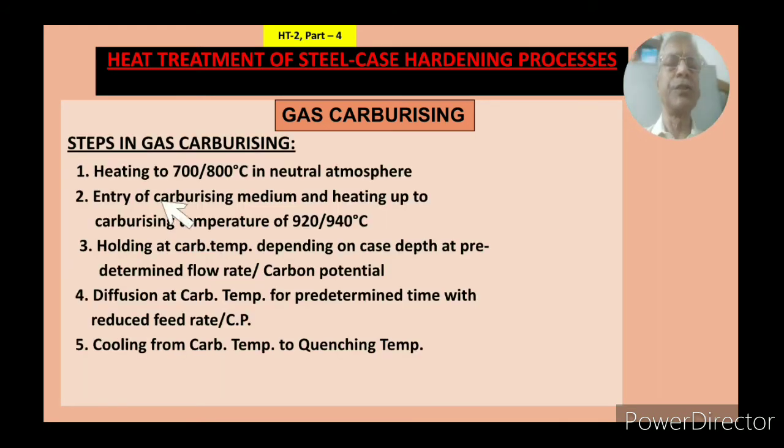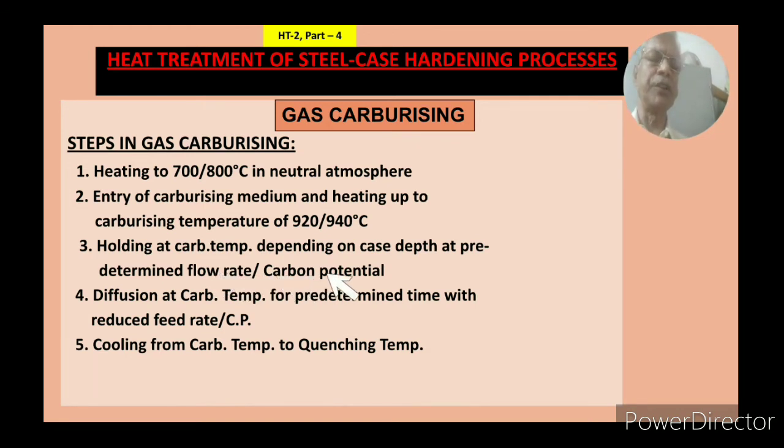So I'll go through the steps in gas carburizing. First of all, heating to 700 to 800 degrees centigrade in neutral atmosphere. Then entry of carburizing medium and heating up to carburizing temperature of 920 to 940. Then holding at carburizing temperature depending on the case depth you want, at predetermined flow rate. All the gaseous flow is controlled by flow rate. There is a flow meter through which you measure it, and then you allow the gases to go, or even the liquid is also controlled by this flow rate.